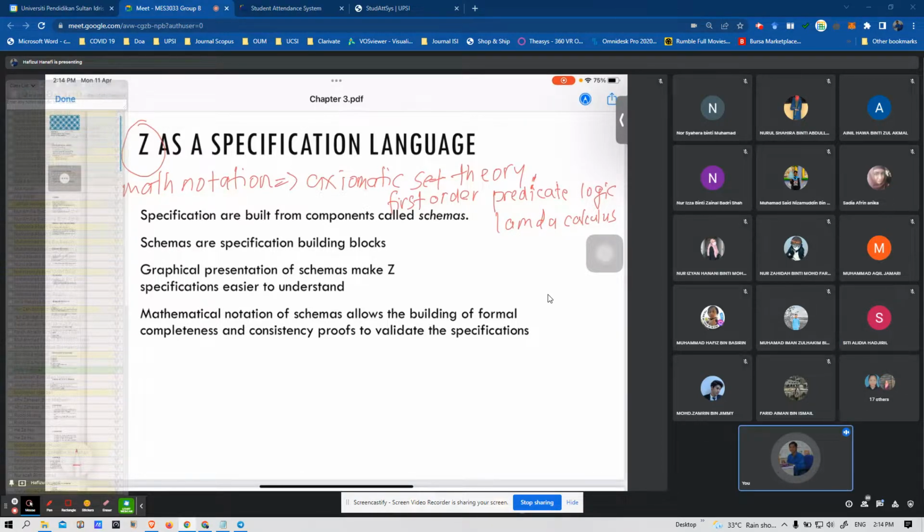Okay, and then this one is for Z notation symbols. Basically, we use schemas. Schemas are the specification building blocks that use a graphical representation. And then the mathematical notation in the schema allows the building of formal completeness and consistency proofs to validate the specification.